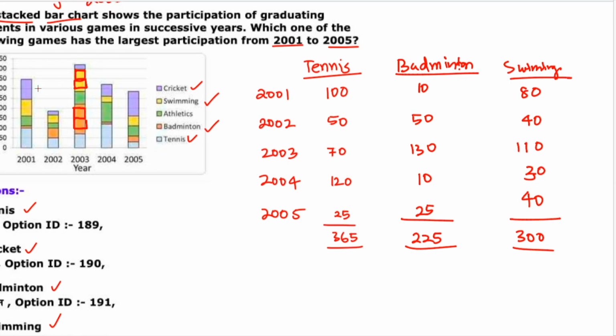Now the last one is cricket. These are purple ones, so over here you will see that it is slightly less than 2 boxes.